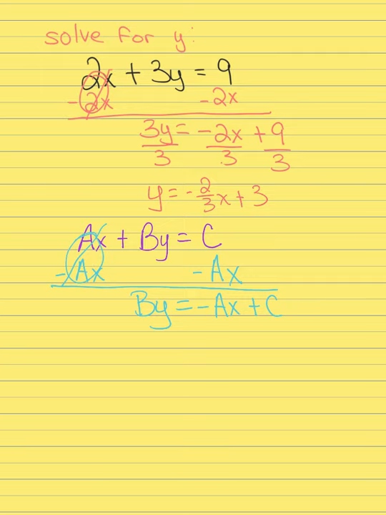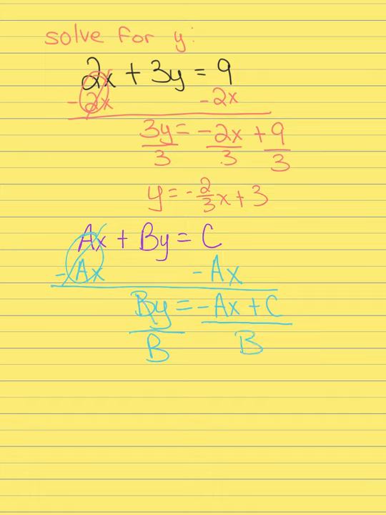So I need to get the y by itself. B squished together with y means b times y. So I know I have to divide. And I have to divide by b to get rid of it. So I'm going to divide by b. And what I do to one side, I have to do to the other. So I would literally divide this whole side by b.